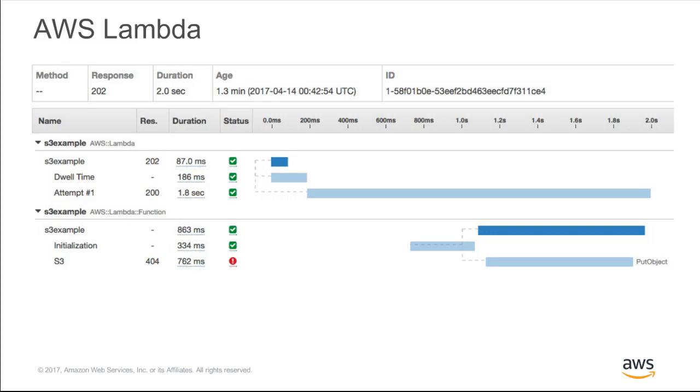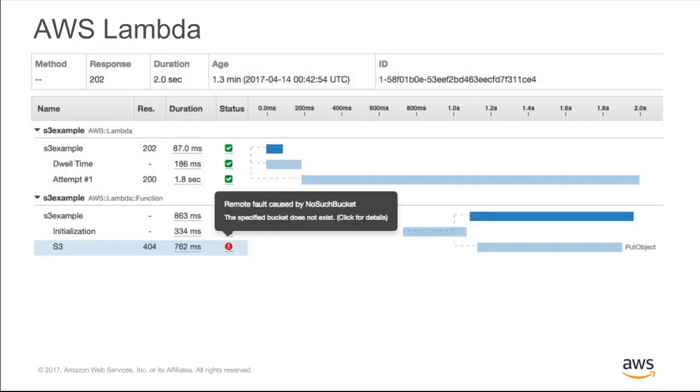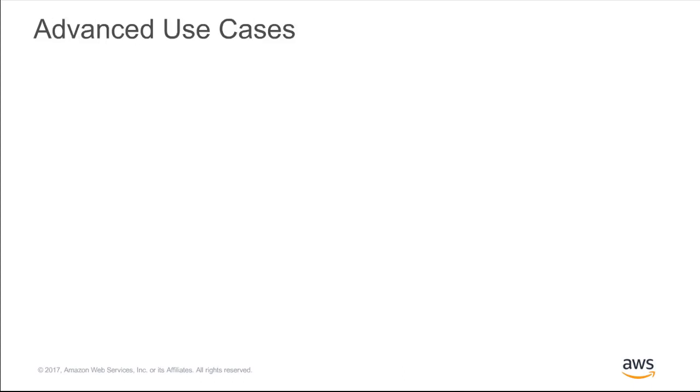Finally, what you see here is that my code makes a put object call to S3, which returns a 404 error. Similar to the 500 issue that we debugged, if you hover over this, you get the error message. In this case, I'm trying to write an object to an S3 bucket that doesn't exist. So again, very quickly, I was able to figure out what was wrong with my application and understand that.